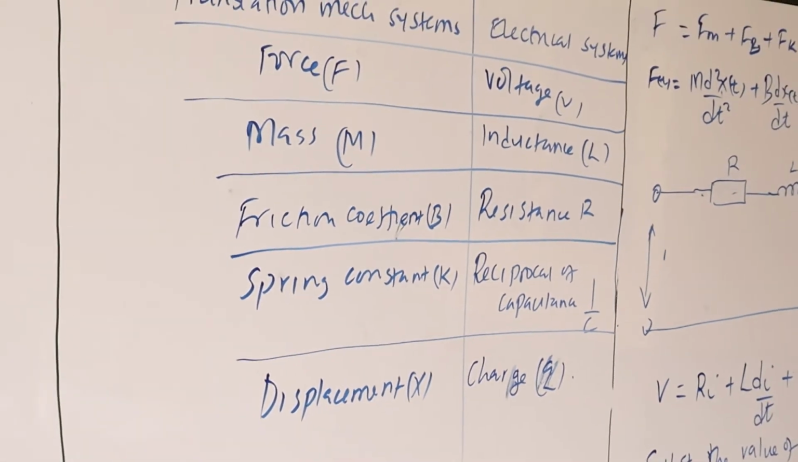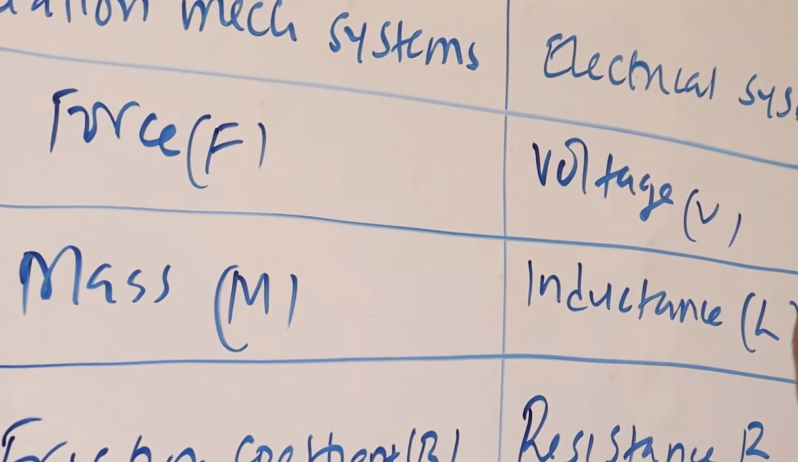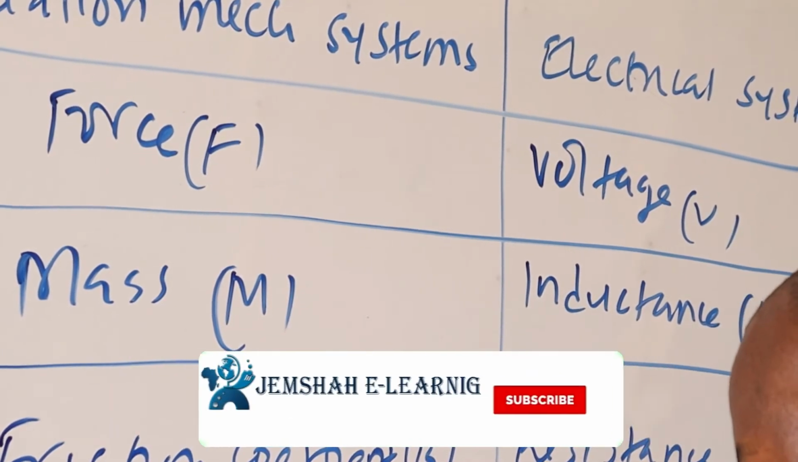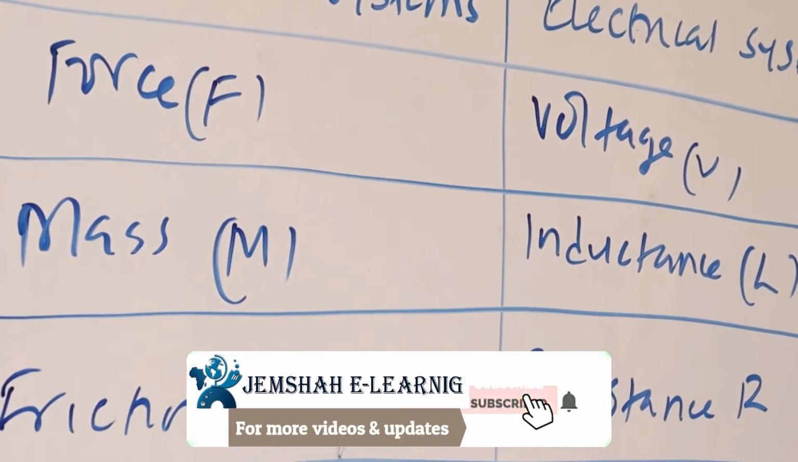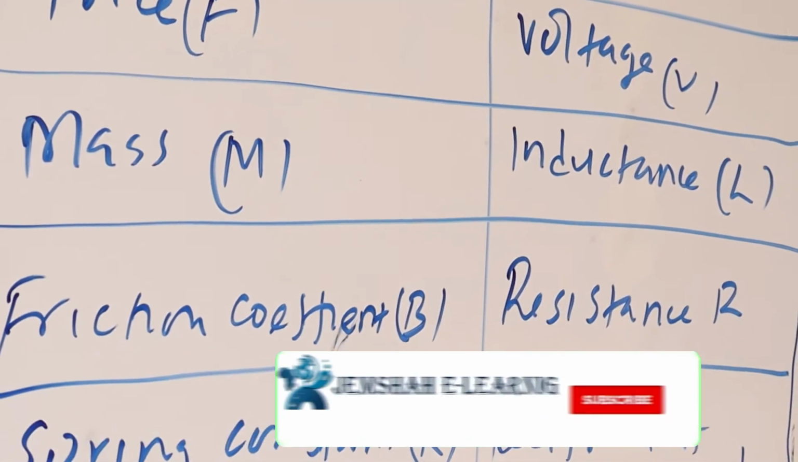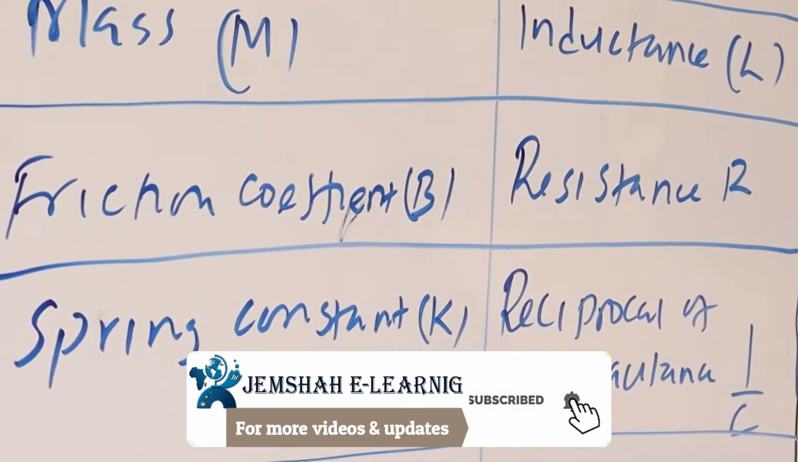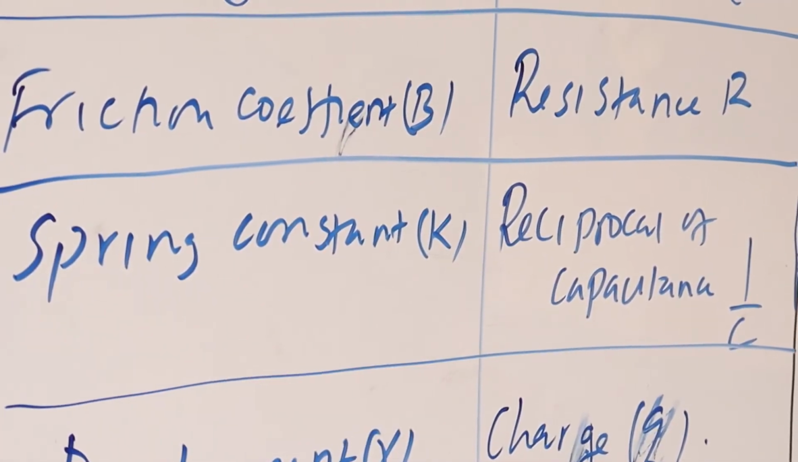And then finally we can talk about the velocity V. The velocity V here is actually representing what we call the current. The velocity V represents the current I. And that is as far as the translational is concerned.